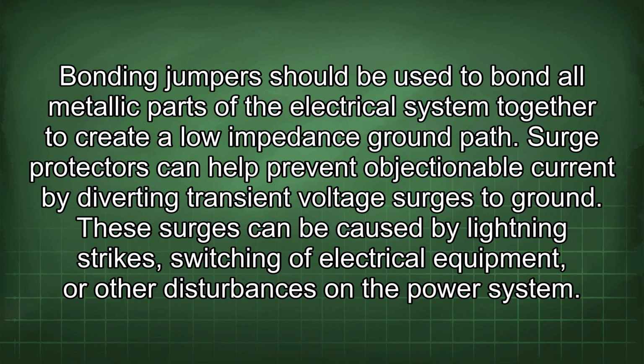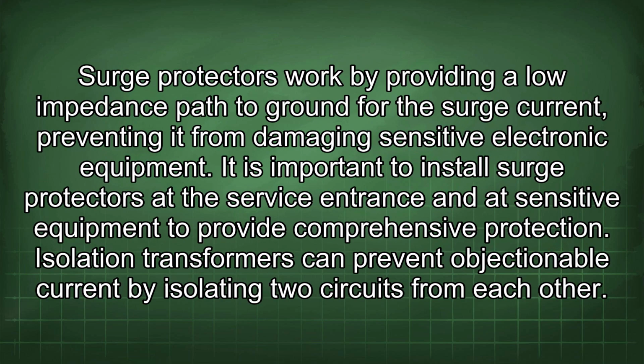Surge protectors can help prevent objectionable current by diverting transient voltage surges to ground. These surges can be caused by lightning strikes, switching of electrical equipment, or other disturbances on the power system. Surge protectors work by providing a low impedance path to ground for the surge current, preventing it from damaging sensitive electronic equipment. It is important to install surge protectors at the service entrance and at sensitive equipment to provide comprehensive protection.